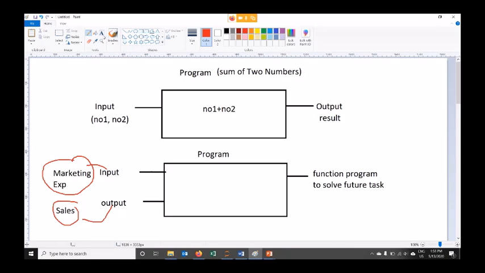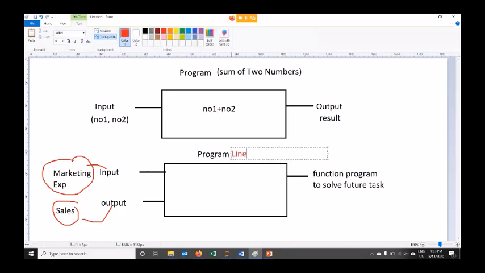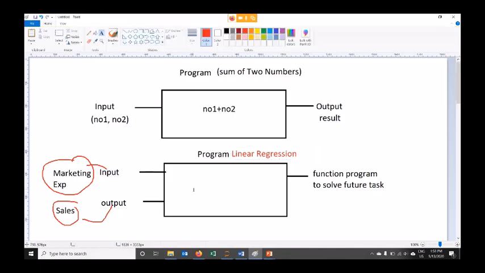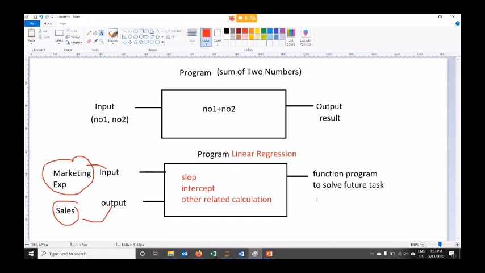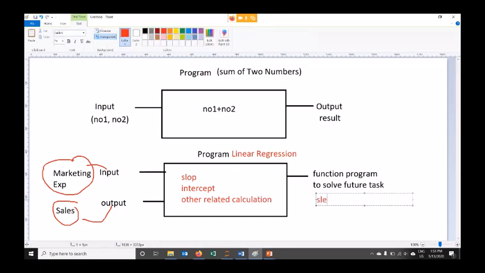Suppose I am taking the example of a program which is linear regression. So what will this machine learning algorithm do? It will try to calculate the slope, intercept, and other related calculations to help me get a linear equation, which is nothing but sales equals slope into marketing, I am using short abbreviations, plus intercept. That's what I am getting from this machine learning.